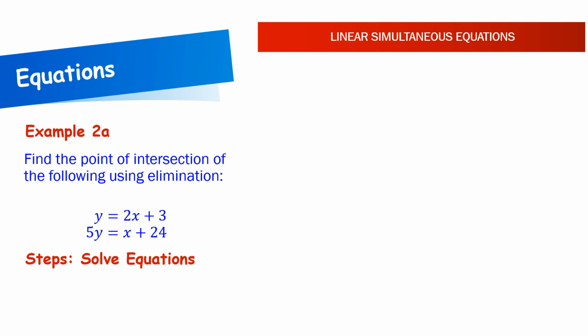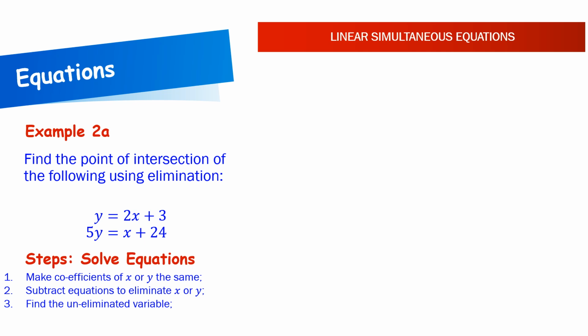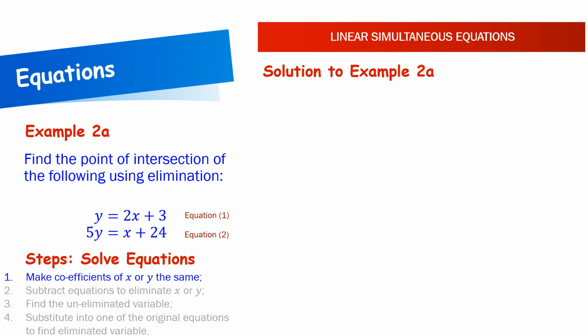So what are the steps required to solve this? First, make the coefficients of x or y the same. Next, subtract the equations to eliminate x or y. Third, find the uneliminated variable. And finally, substitute into one of the original equations to find the eliminated variable. We will now proceed to solve example 2a.